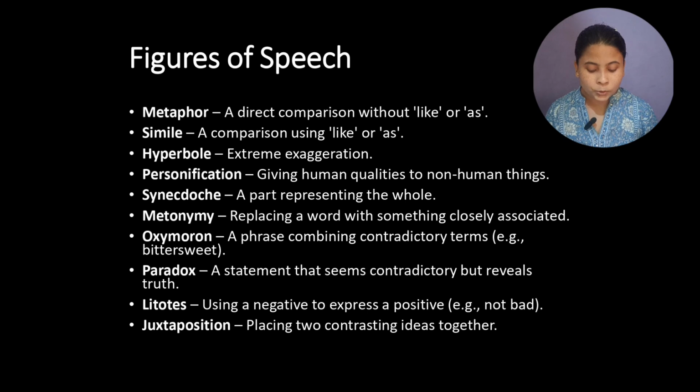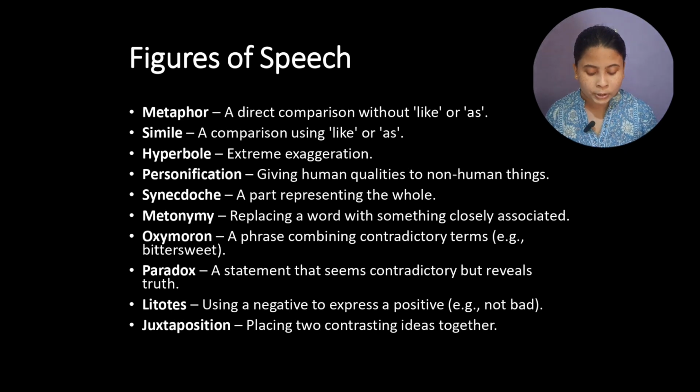Okay. Next, we have something similar to oxymoron, that is paradox. So paradox is a statement that seems contradictory but reveals the truth. Means less is more. We say less is more when it is a statement that seems contradictory but reveals the truth. Less and more are two opposite terms, but when you combine them in a sentence, they reveal that it is actually true.